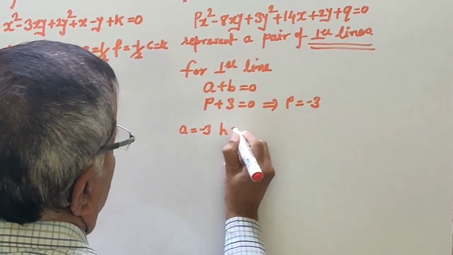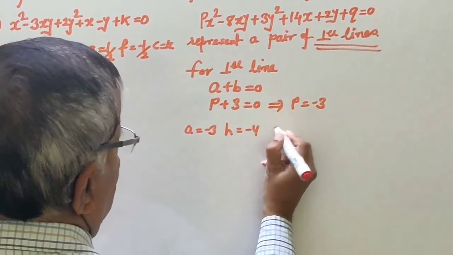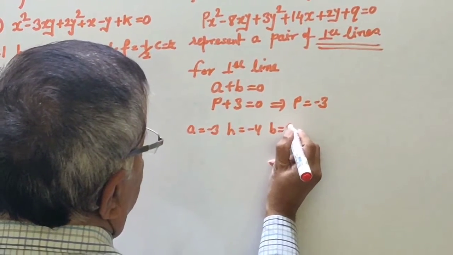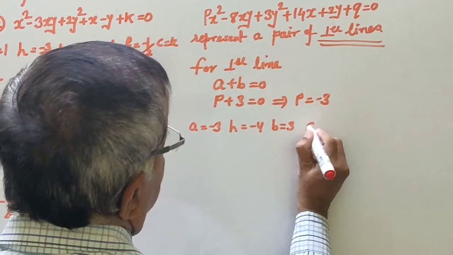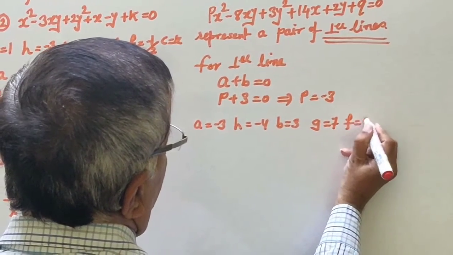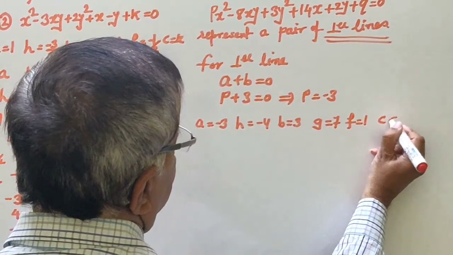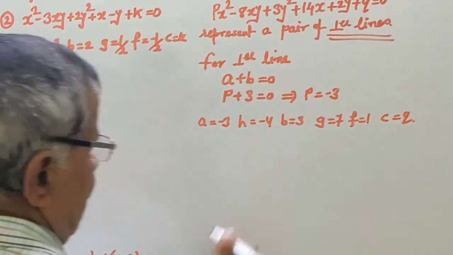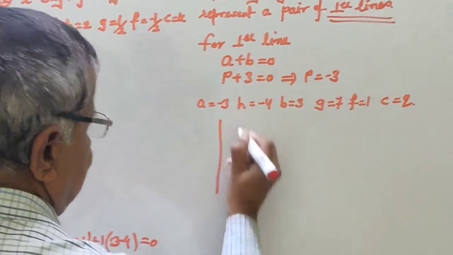H is equal to, what will come here? Minus 4. B is equal to 3. G is equal to 7. F is equal to 1. And C is equal to Q. Okay. Now I will take the determinant of this.